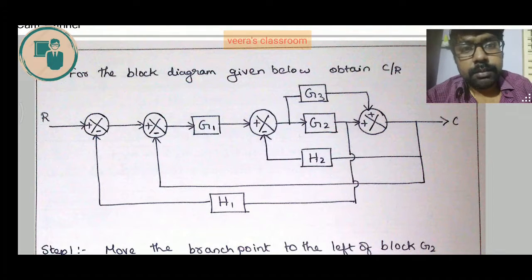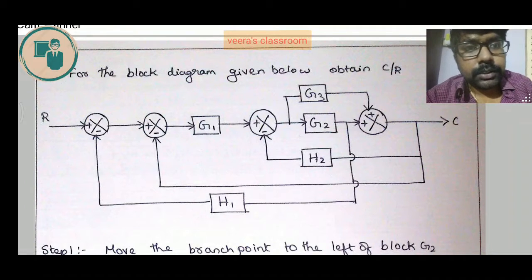G2 and G3 might seem like a parallel, but it is not parallel because we have a branch point between G2 and the summing point. So we have to move the branch point or the summing point here and there such that we get a parallel or series. We have two methods here. You can do it in two ways. I have done it in one method.